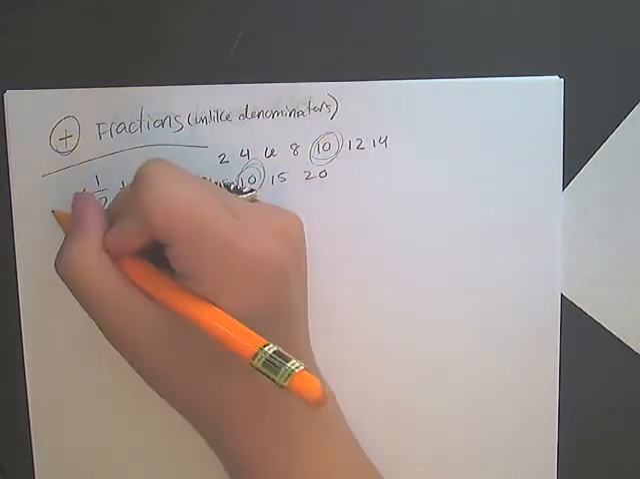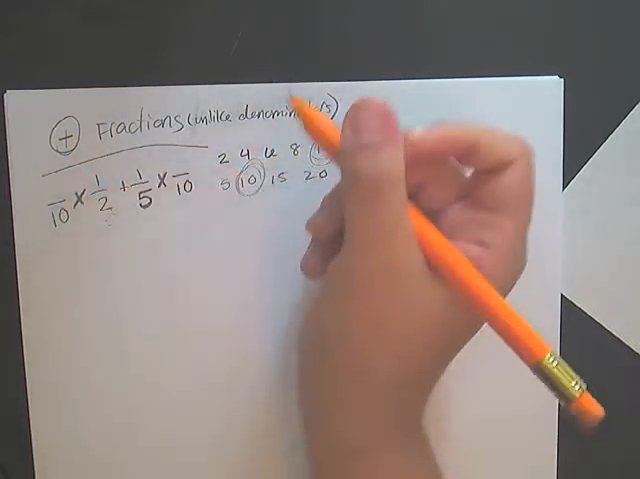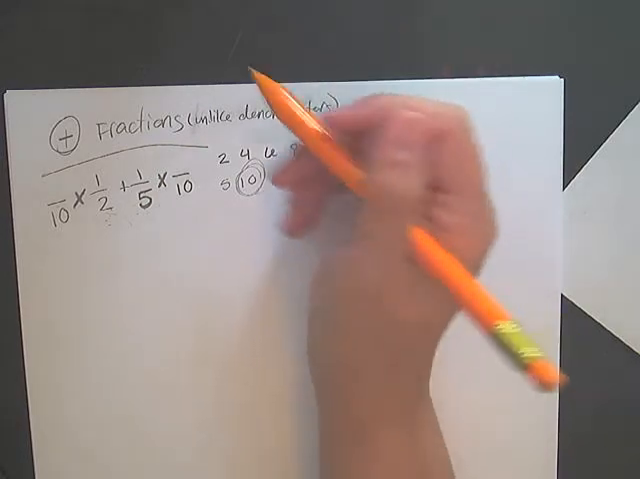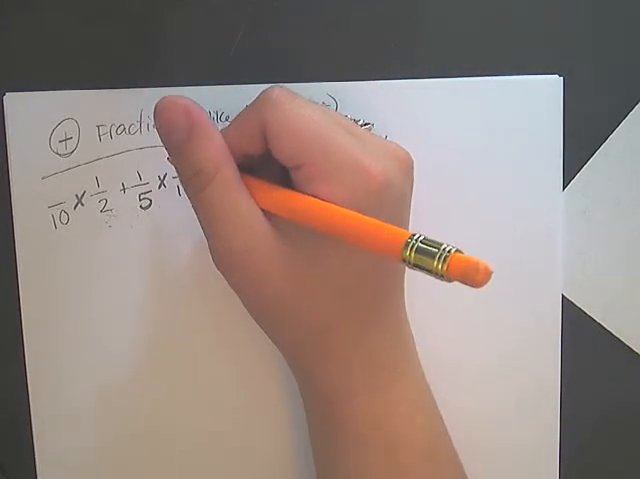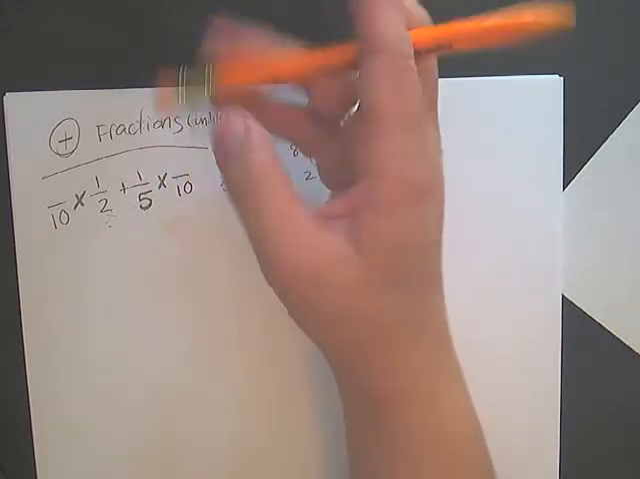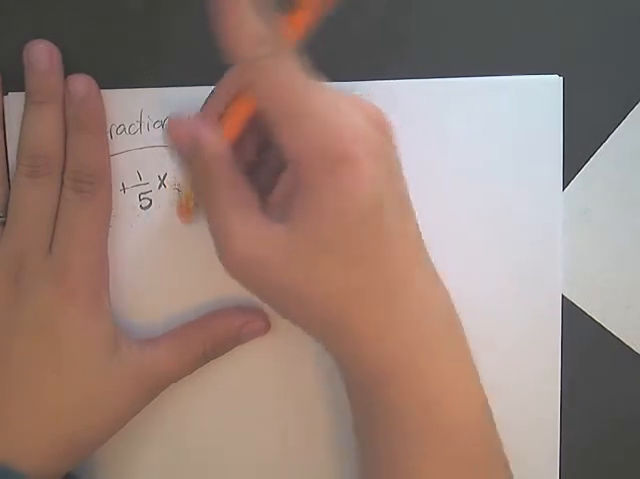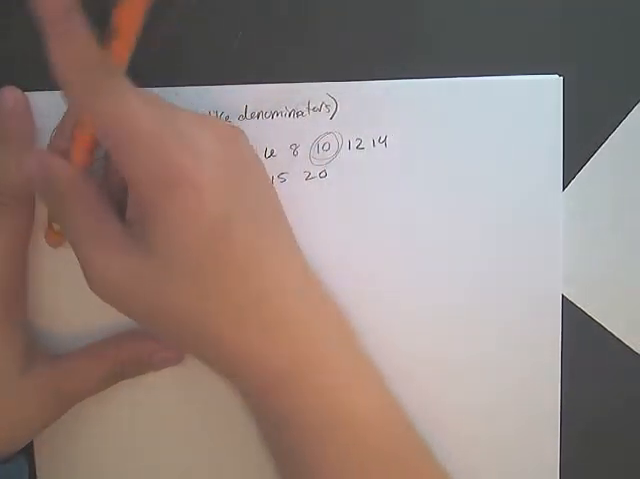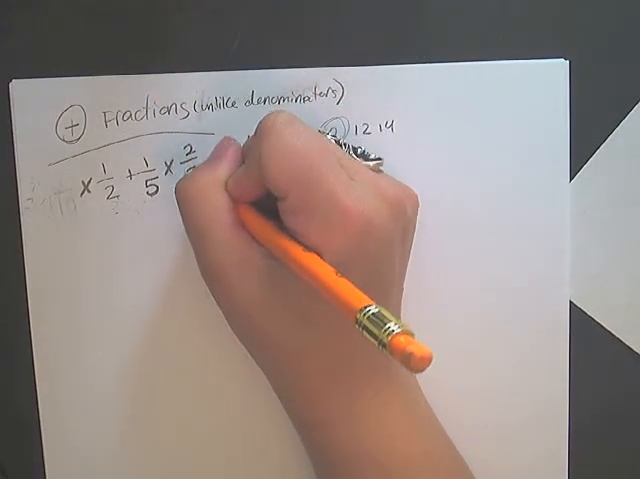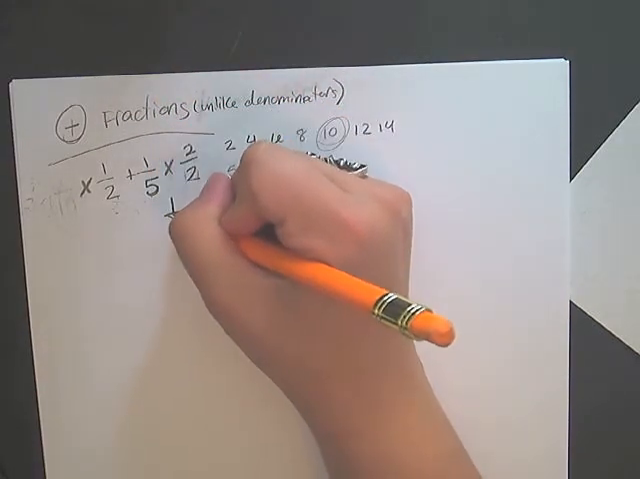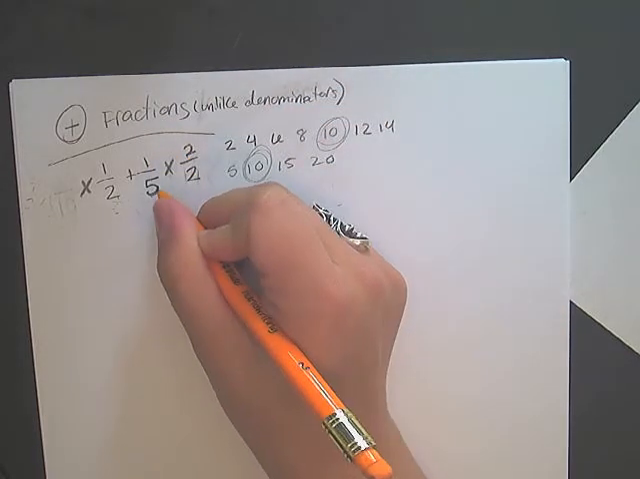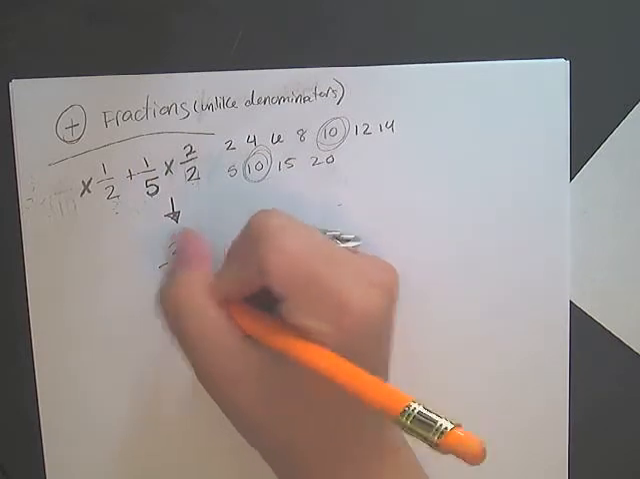So how do we get 10 from 5? How do we turn 5 into 10? What do we multiply by? You multiplied it by 2, and what you do to the bottom, you have to do to the top. So you're going to multiply both the top and the bottom by 2. So that's going to give you 1 times 2 is 2, and 5 times 2 is 10.